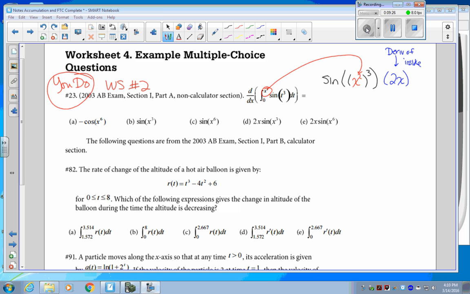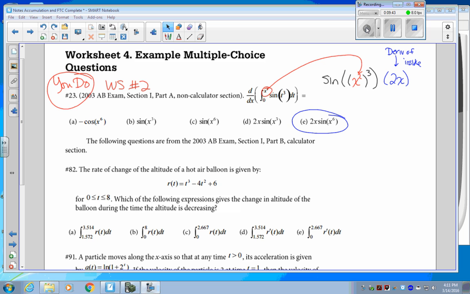So my answer for this one is E. My work is over on the right. If you have any questions, please pause the video here to write down my solution that's in the corner.